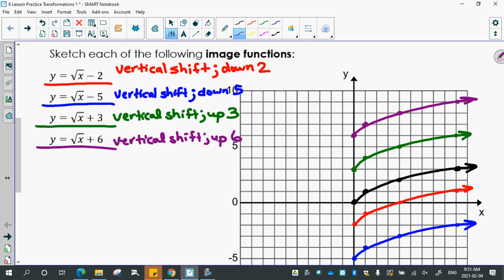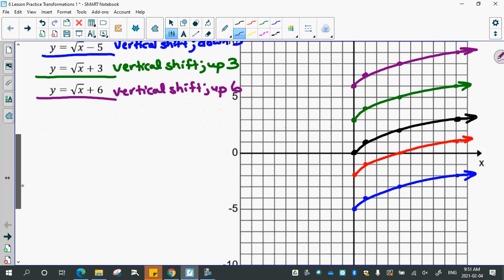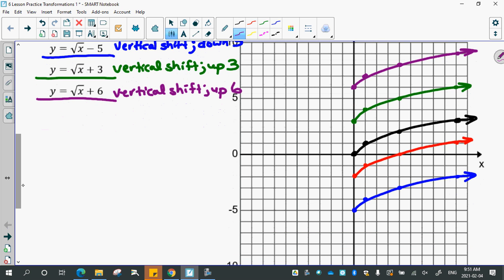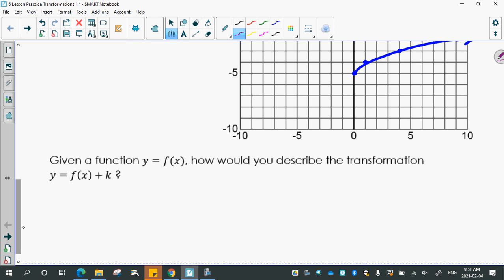Pretty easy to see with the square root function. Just start up or down, and move up or down from 0. So given a function y equals f of x, that means it could be the square root function, the absolute value function, the parabola, any of the parent functions. So given any parent function, how would you describe the transformation where you take that parent function and add k? It would be a vertical shift, right? So whatever this function is, if it's got plus a number, vertical shift, and it's going to be either up or down depending on whether it's positive or negative.